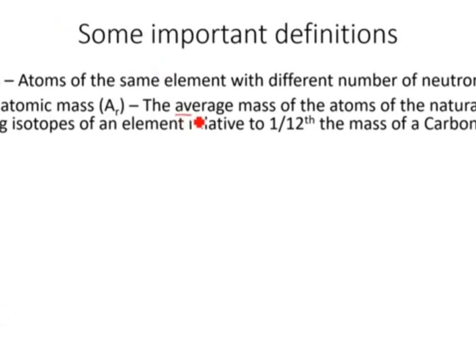First of all, it says average mass of the atoms of the naturally occurring isotopes. We know that most elements do not have a single isotope. They have other isotopes as well. For example, we saw carbon: carbon 12, 13 and 14. For hydrogen, we have hydrogen, deuterium and tritium. These are all isotopes. This is 1 proton and no neutrons, 1 proton and 1 neutron, and 1 proton and 2 neutrons. So for hydrogen, we have the same proton number but different neutron numbers.